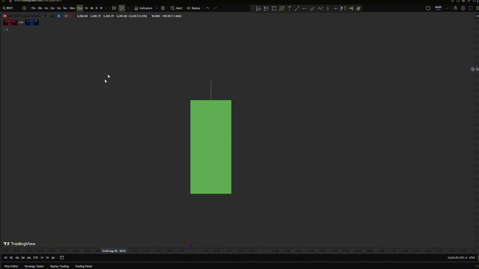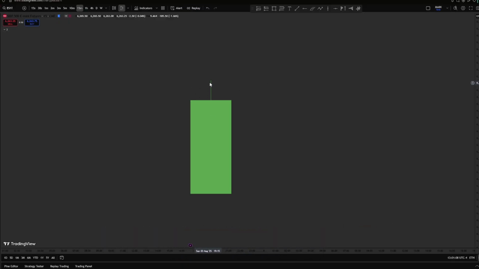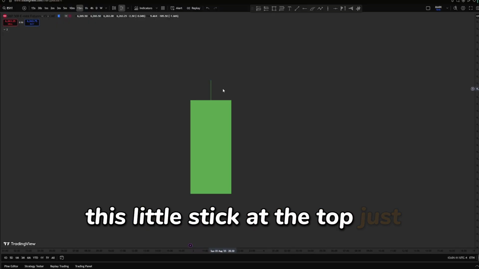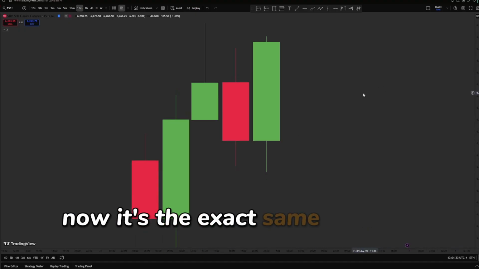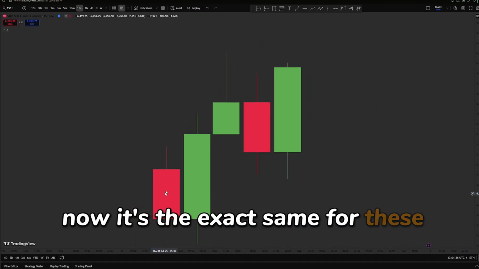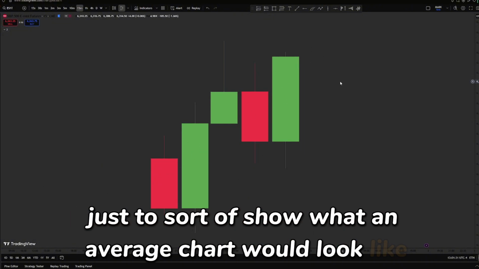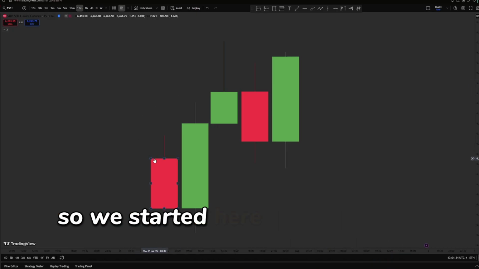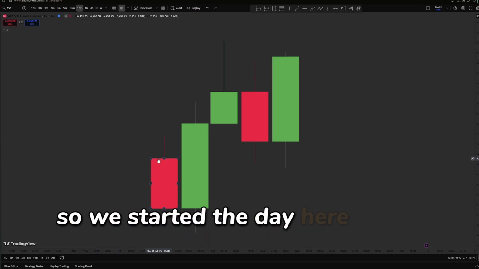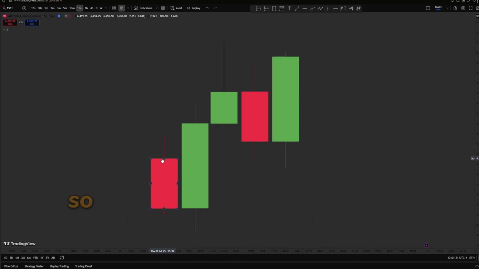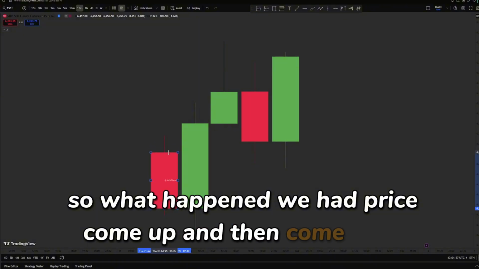So I'll go into time frames a little bit more in depth after I'm done with this, but this little stick at the top just means that price has gone up here and has come back down. Now it's the exact same for these red ones going down. This is just something I've made here just to sort of show what an average chart will look like. So we started here. Let's say this is the whole day. This is what's happened. So we started the day here and we closed the day up here. So what happened? We had price come up and then come back down.